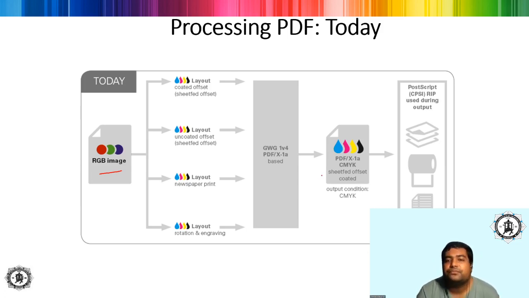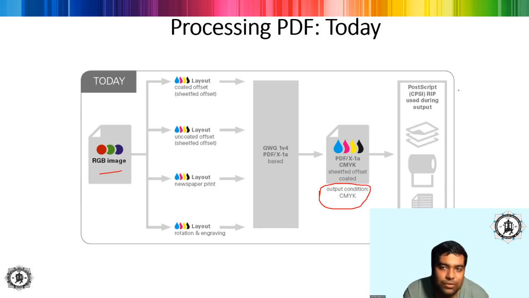And then you will be generating a PDF/X-1a compliant PDF file with a certain output intent. This output condition is of course CMYK, and then it will be rendered using your CPSI. Now, here I'm talking about this document, although it says today, what I would like to say here is that presently this is a thing of the past. Okay, because I want to stress this point.